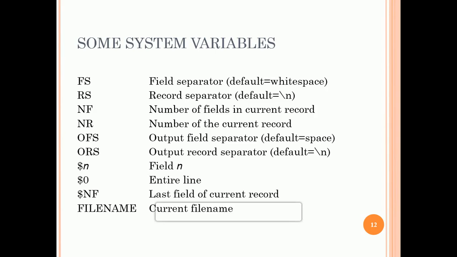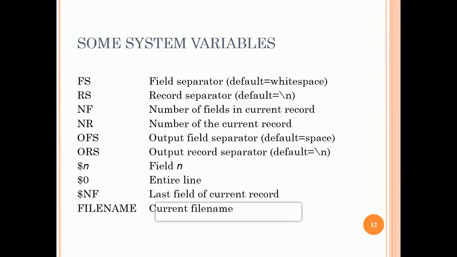So system variables are always written in capital letters. So we will have some examples. First is the FS, which acts as a field separator. So as I said, we can use any symbol as a field separator. The second one is the RS as a record separator. So by default, the new line character is the record separator.